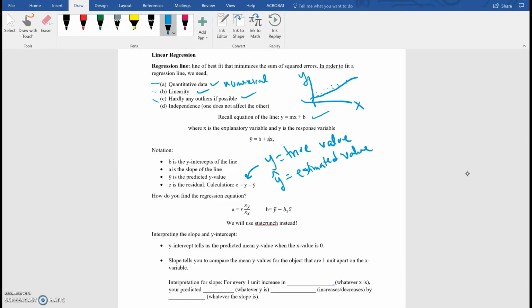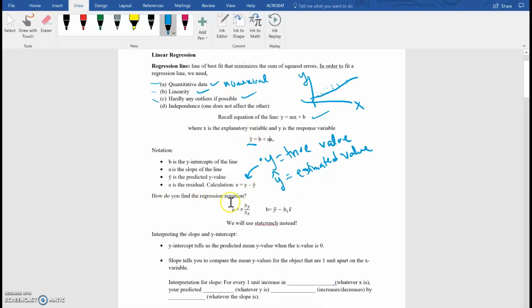Usually we calculate the y hat using the equation, right? Usually the y we don't have, but the y hat we can calculate using the equation. So I had to give you what the y value is. The y hat value we had to calculate using the equation.